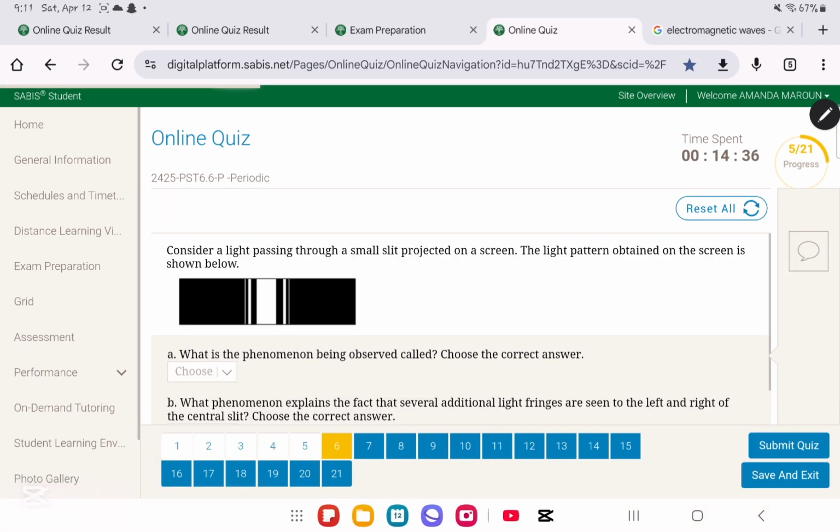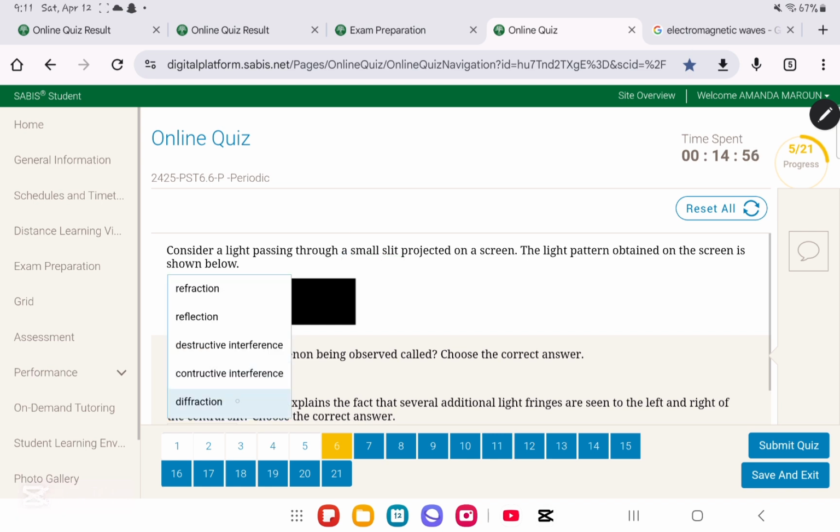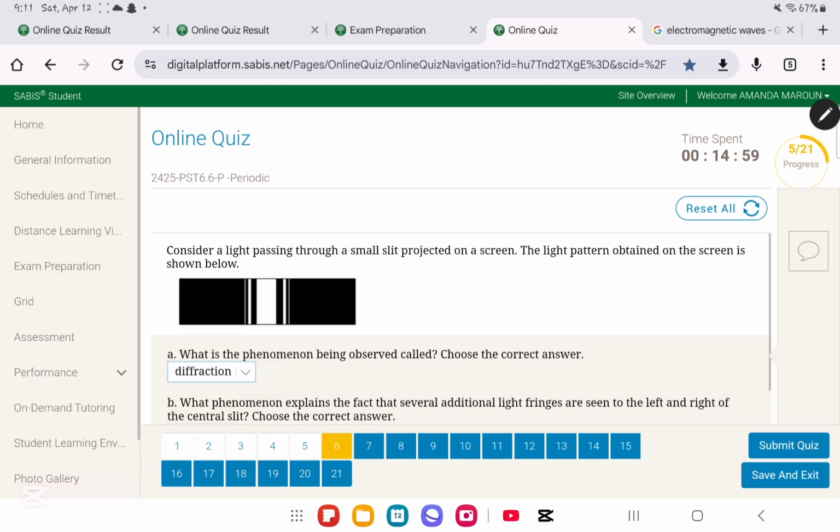So now we move on to question number 6. In question number 6, they said, consider a light passing through a small slit projected on a screen. The light pattern obtained on the screen is shown below. What is the phenomenon being observed? As you can see over here, we have light passing through a small slit. Whenever you see light passing through a small slit, you will know that this is diffraction.